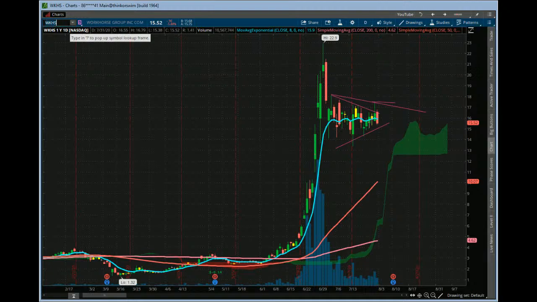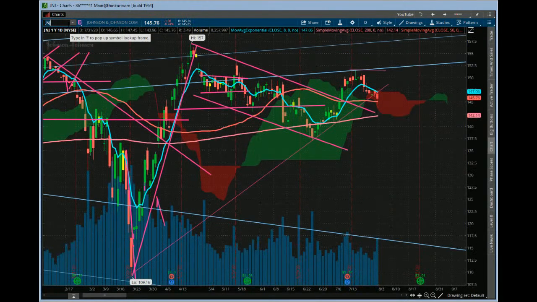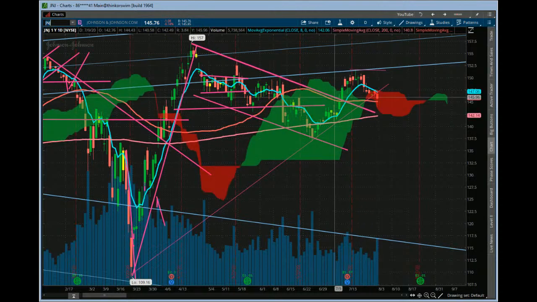Johnson and Johnson. Bull flag breakout and then a pullback to that area right here. Let's see how that holds, and maybe it'll give another move up off of that. Maybe it's kind of just a mini flag, so we'll see how that goes.